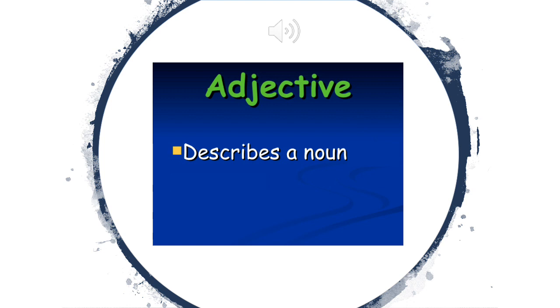An adjective describes a noun, right? So I can say the blue scissors, the pretty candle, the grey curtains, big table, right? So those are all words that are describing my nouns. I want you to think of a few adjectives to describe the nouns that you thought about.